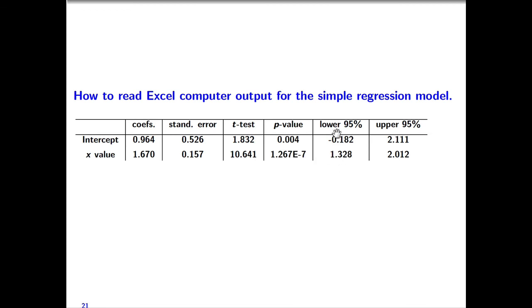Now, this lower 95% and upper 95% is referring to this 100 minus alpha percent confidence interval for the true slope and the true y-intercept. Okay, so this is the confidence interval. This is the end of chapter 14.